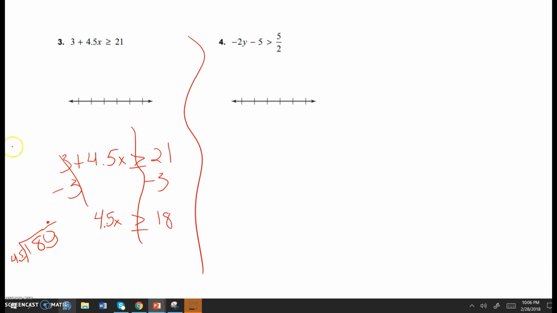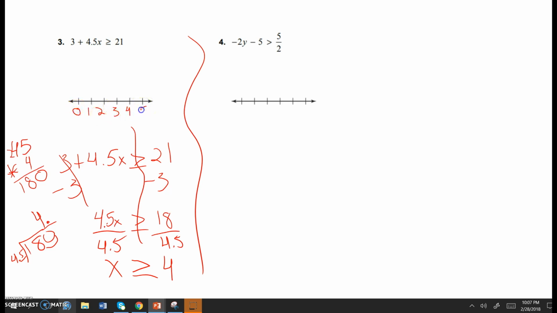Okay, we're going to see how many times 45 goes into 180. So we're going to multiply this. Let's try 2, that would be 90. Let's try 4. 0, 16, 18. Woohoo, that worked out perfect. Okay, so if we divide 18 by 4.5, we're left with x. We didn't divide by a negative, so we're going to keep the sign the same. It's greater than or equal to 4. So it's going to be a closed circle, and it's going to go to the right.